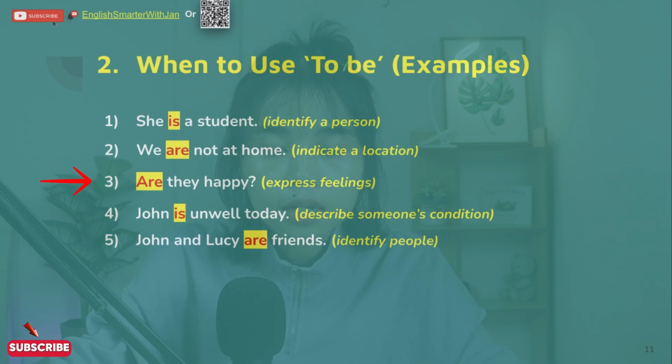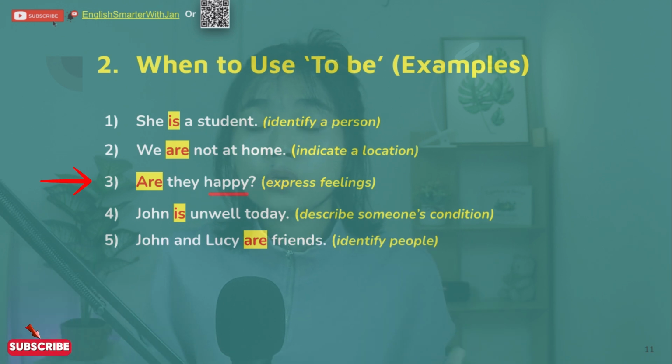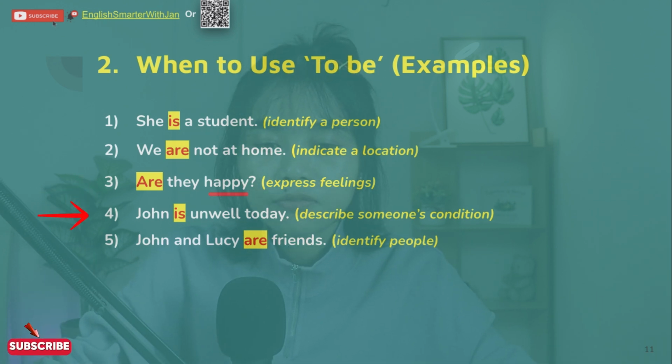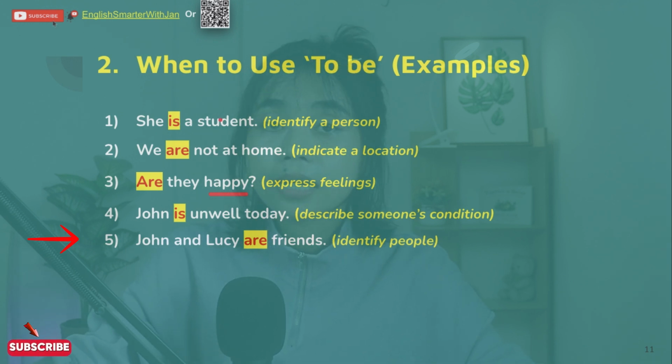Okay, number three, are they happy? Yes, this sentence expresses feelings because the word happy tells you about the feelings of a person, right? Number four, John is unwell today. It describes someone's condition. Okay. Number five, John and Lucy are friends. Yes, the same as sentence number one. The sentence identifies people. Who are they? They are friends. Okay, that's it for that section.